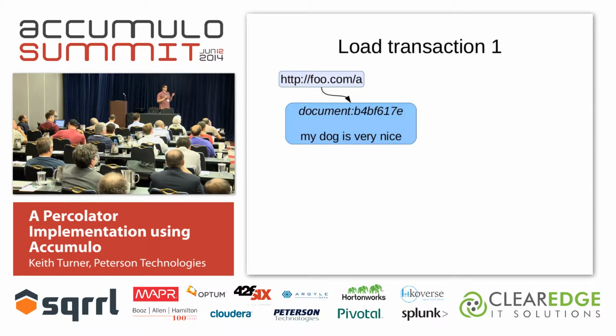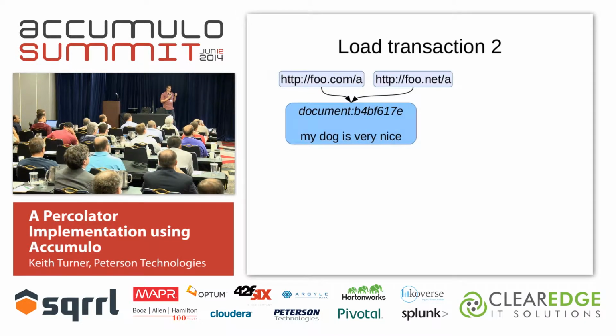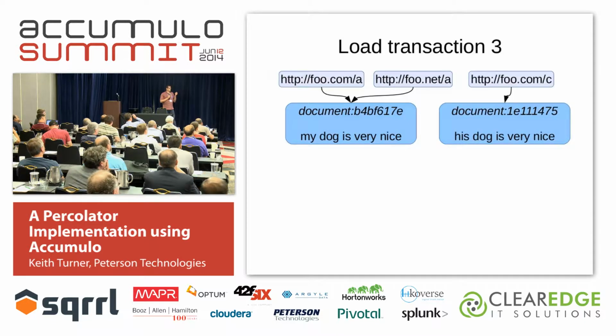So the phrase count example kind of works like this. A load transaction starts up, and the input is a document that says, "my dog is very nice." It comes from foo.com/a. So that's one load transaction. It loads that. And then another load transaction runs, and from a different source, we get the exact same document. So it goes there, and then a third load transaction runs, and we have a different document from a different source.